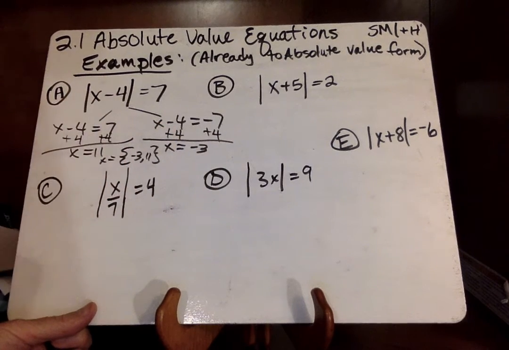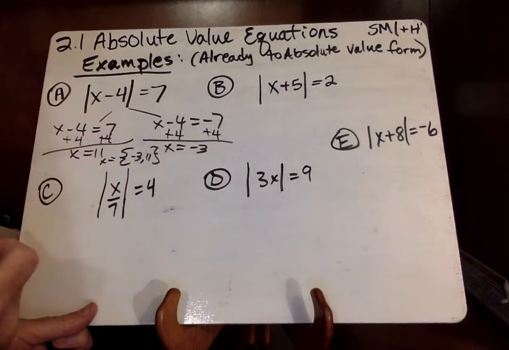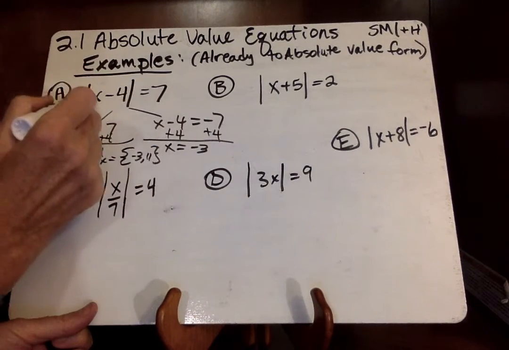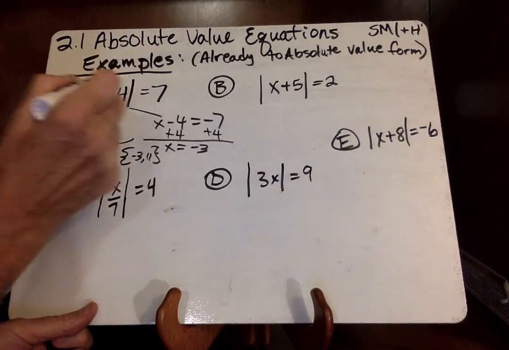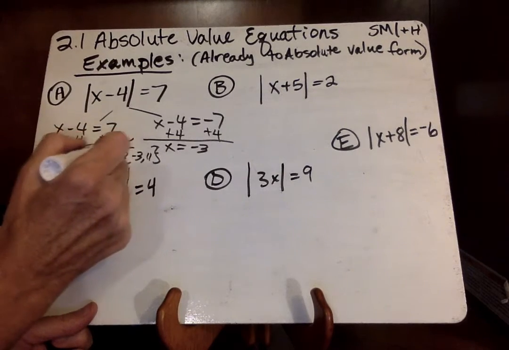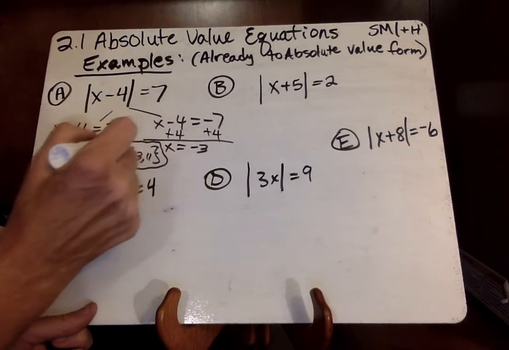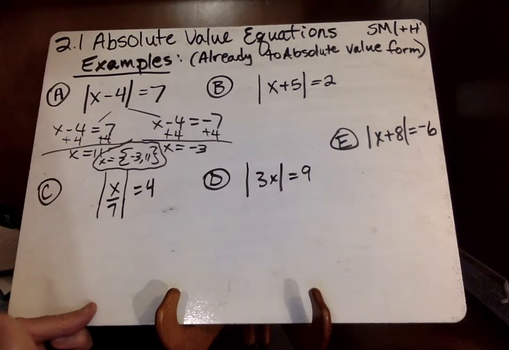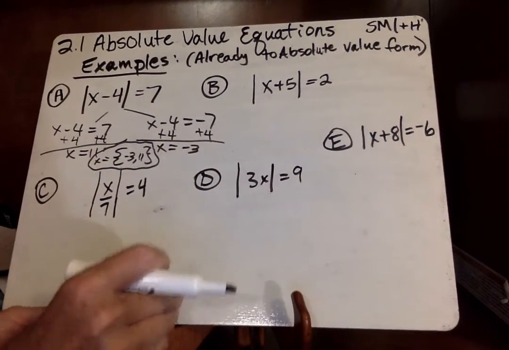Negative 3 minus 4 is negative 7. Absolute value is 7. We can always go back and check. 11 minus 4 is 7. Absolute value equals 7. So we can check ourselves to make sure we have the right answer. And that's the beauty of math, because most of the time you can check yourself.